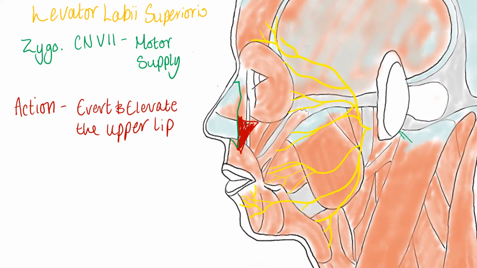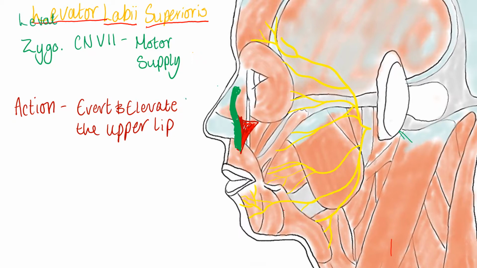Just a little tip, if you didn't get by the name levator labii superioris, I'll just explain why it's called that. So levator, because it elevates the lip, labii is Latin for lip, superioris because it is located superiorly, so it's located up here, which would mean that there is an inferior muscle, but we'll get to that later.